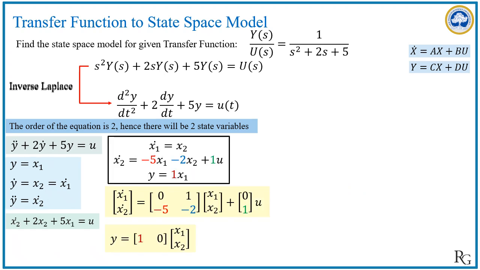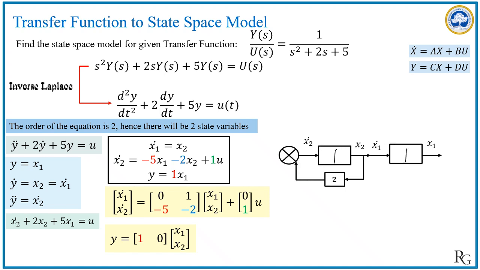Now we can convert this particular state space model into a block diagram also. So there are two state variables, so two integrators will be there. The input to the first integrator will be x2 dot. The input to the second integrator block will be x1 dot. And x1 dot is actually equal to x2, so that's why those are connected directly.